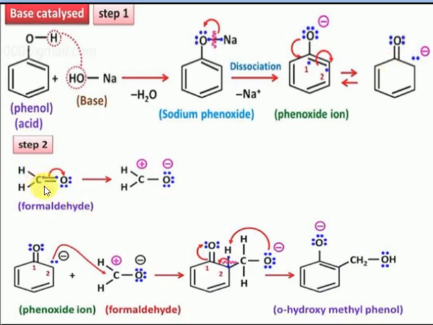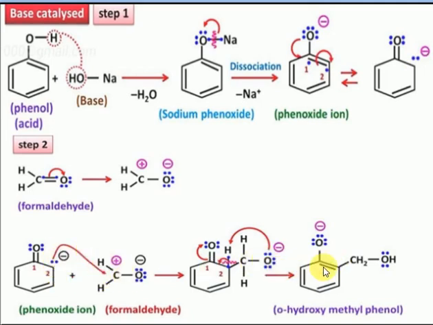Formaldehyde's formula is C double bond O, with H and H. Because of high electronegativity, the bond electrons move towards oxygen. Oxygen gets a negative charge, carbon gets a positive charge. Or you can say the pi bond breaks into positive and negative. The negative is already there, and the positive is here. Both will combine.